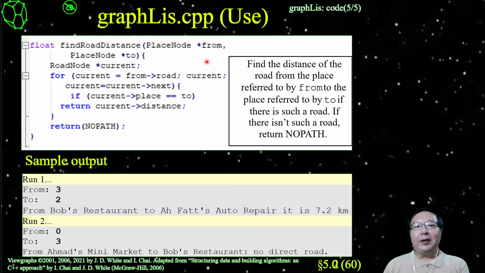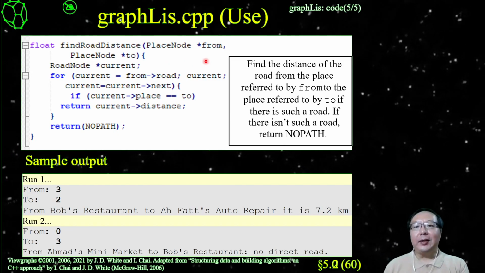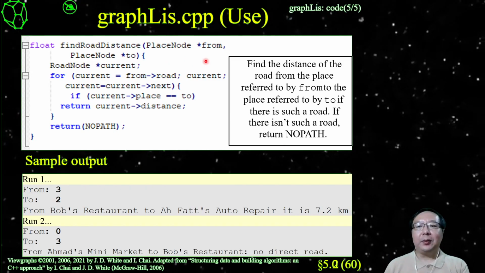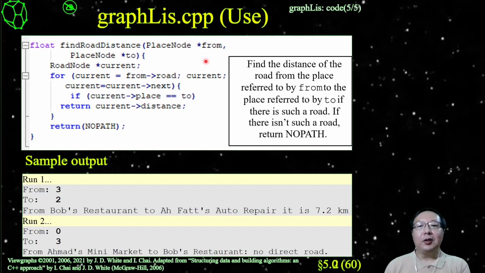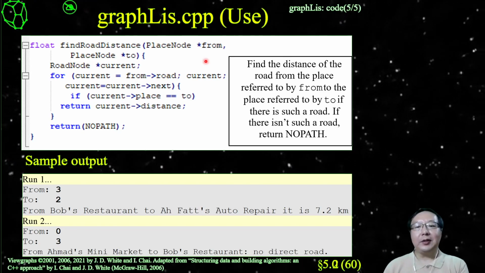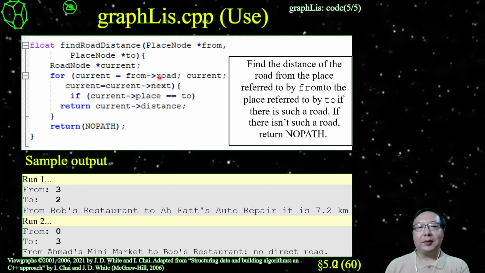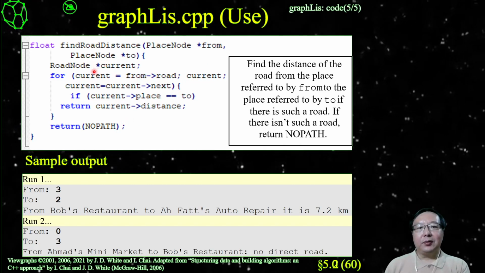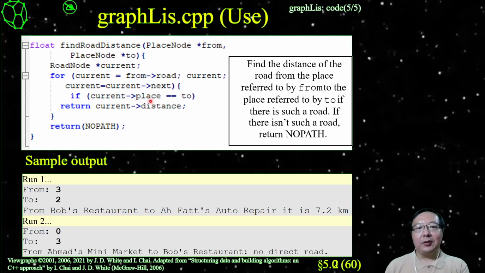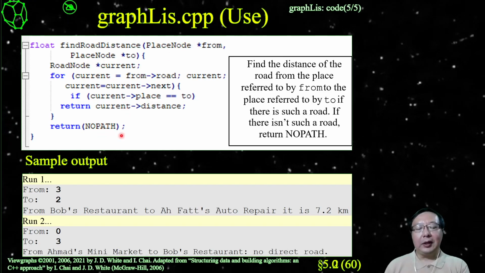And here, find road distance. This is to find the distance of the road from the place referred to by from to the place referred to by to, if there's such a road. If there isn't such a road, then it returns no path.